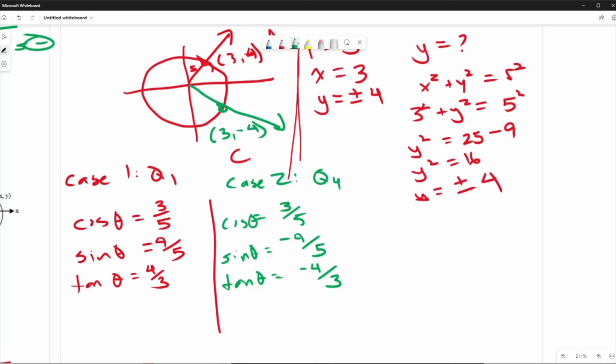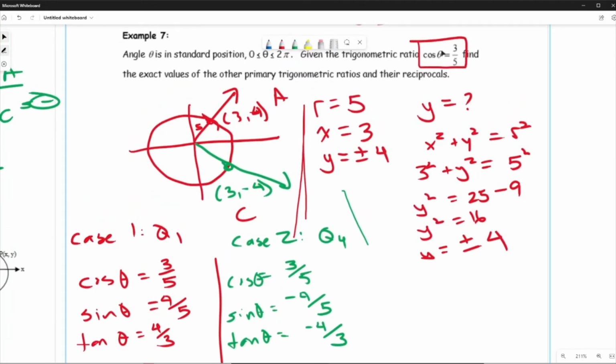So I can get the exact values. Again, I don't need a calculator. Just by drawing the diagram correctly, thinking to myself, is there one answer or multiple, and then connecting the ratios accordingly.